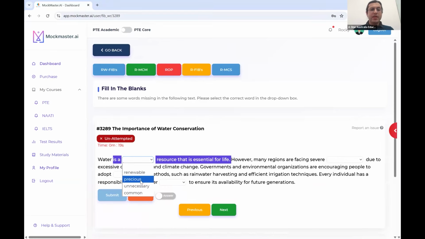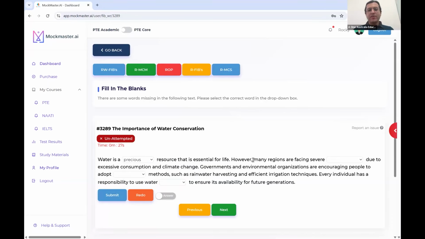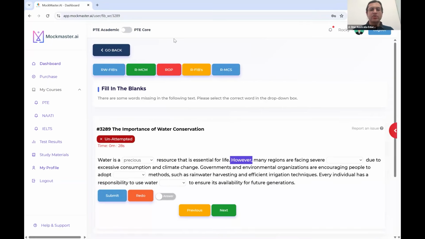Now here you have an option like precious, because it's essential. Essential means very important. A better option is maybe precious. However is a tone-changing connector, so we need to understand the tone also.